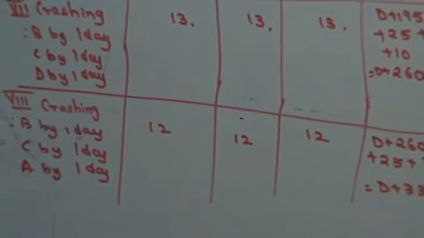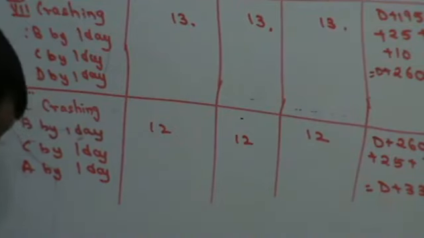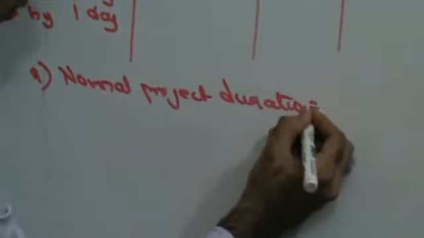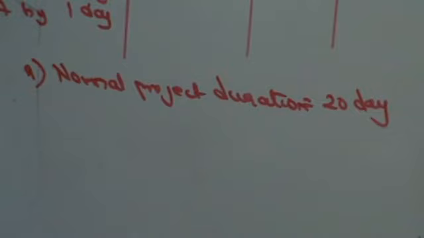Now, crashing ends at the end of how many days here? How many days of crashing have I done? I've done 8 crashings. Now, let's write the final answer. My normal project duration was 20 days, right in the beginning. And my optimum duration cannot be determined because we don't know the cost.